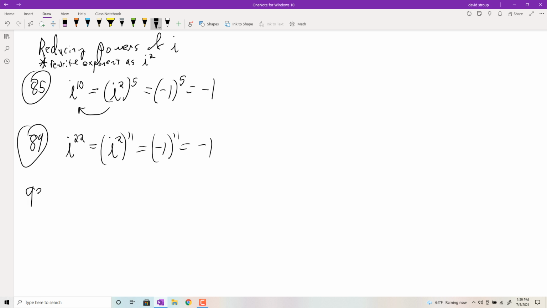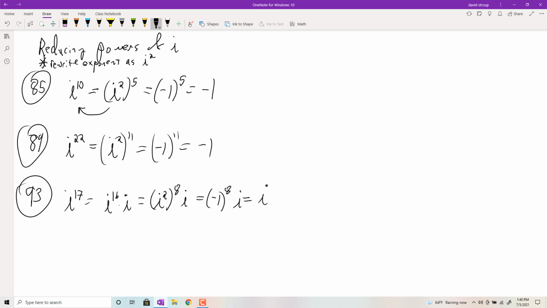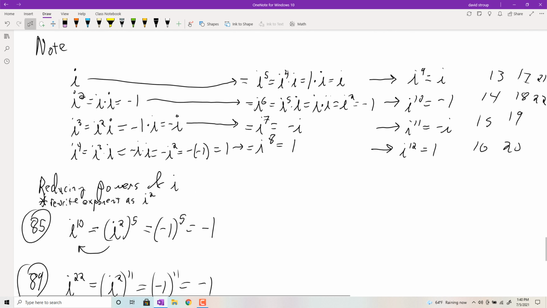Let's try another one. 93, I to the 17th. Okay, so this time, for the past two problems I had an even exponent. This one's not even, so what you've got to do is peel off one of the I's like that. I to the 16th times I, and then you could write that first I as I squared to the 8th times I, and then I squared is -1. -1 to the 8th is +1, and then you just have 1 times I, which is I, of course. And of course you would go back to our chart up here. 17 would be just I.